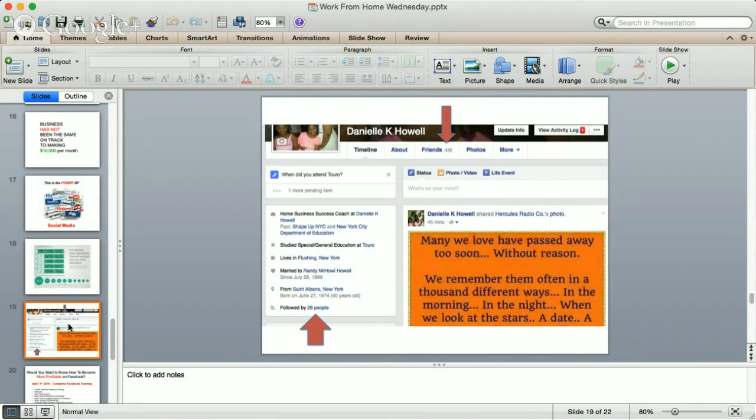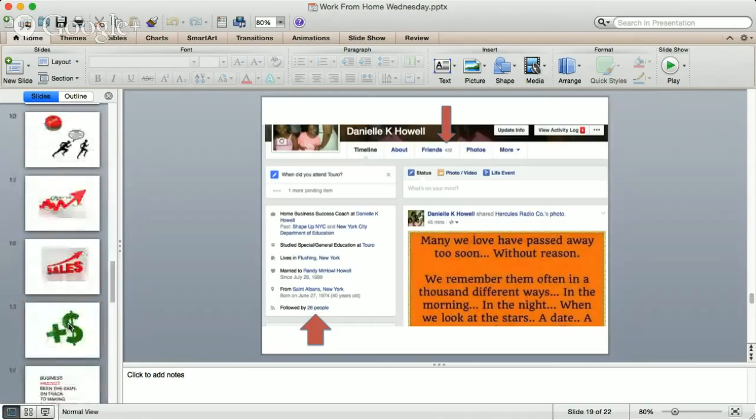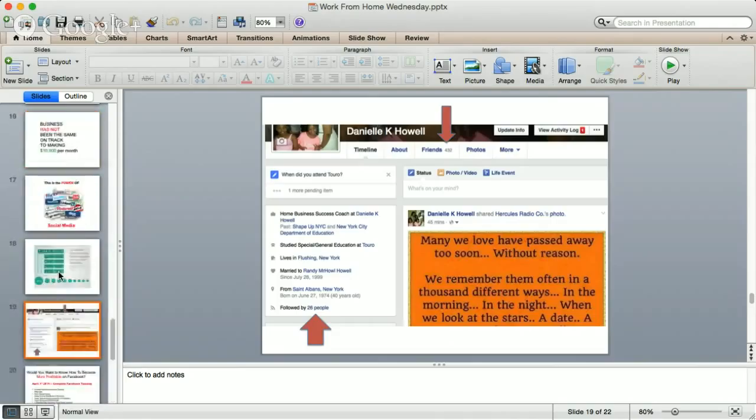So let me just give you a quick snapshot of my Facebook profile. Now, this is my personal profile. Before I was on Facebook, I didn't really have that many friends. I had some coworkers and some family. But once I started marketing on Facebook, I started getting friend requests back to back to back. I mean, lots of friends. And sometimes I had to look to see who they were.